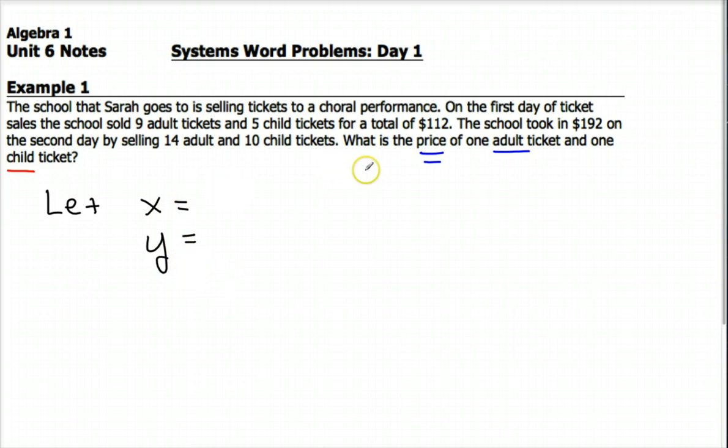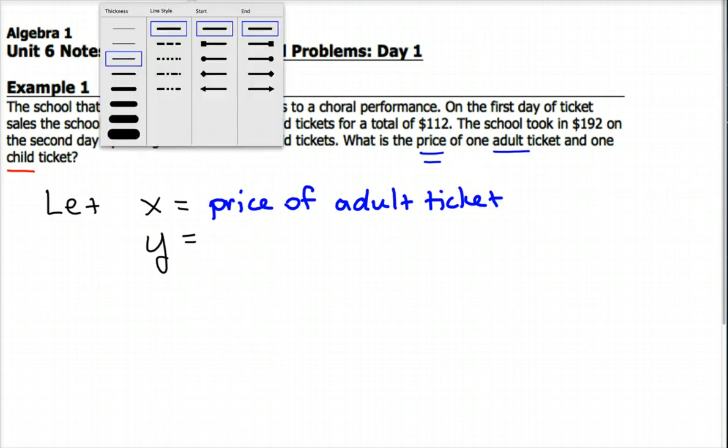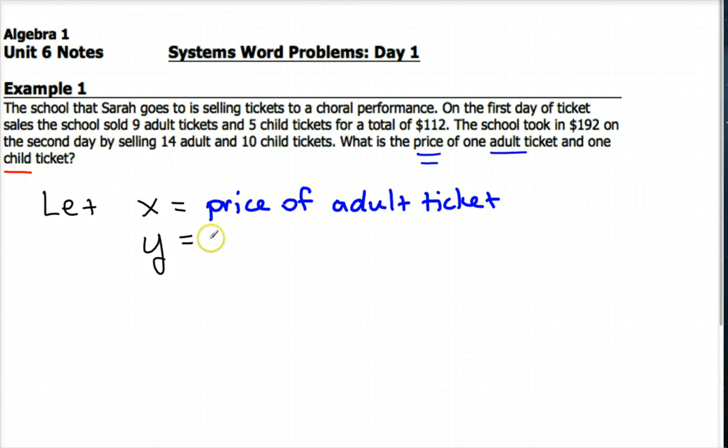So since one of the things we're trying to find is the price of an adult ticket, we can let that be x. Okay, we can let x be equal to price of an adult ticket. And since the other thing we're trying to find is the price of a child ticket, we can let that be our y. So y would be price of child ticket.